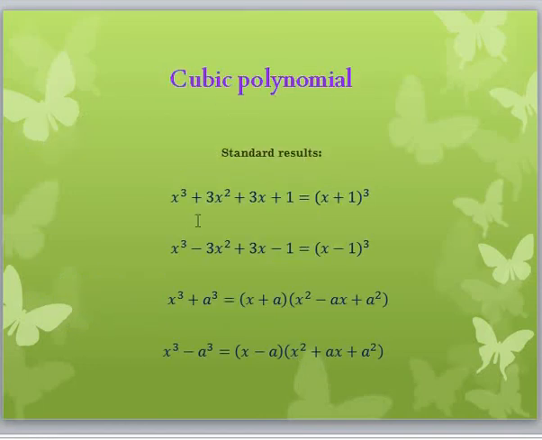Next is the cubic polynomial. Some standard results are available. The first standard result is x³ + 3x² + 3x + 1, which is the expansion of (x + 1)³. Again, x³ - 3x² + 3x - 1 is the expansion of (x - 1)³. Now next is x³ + a³ = (x + a)(x² - ax + a²). And the last one is x³ - a³ = (x - a)(x² + ax + a²).